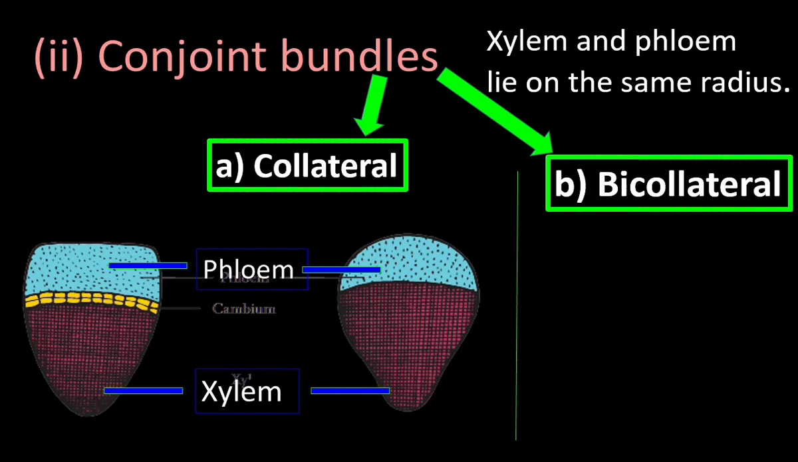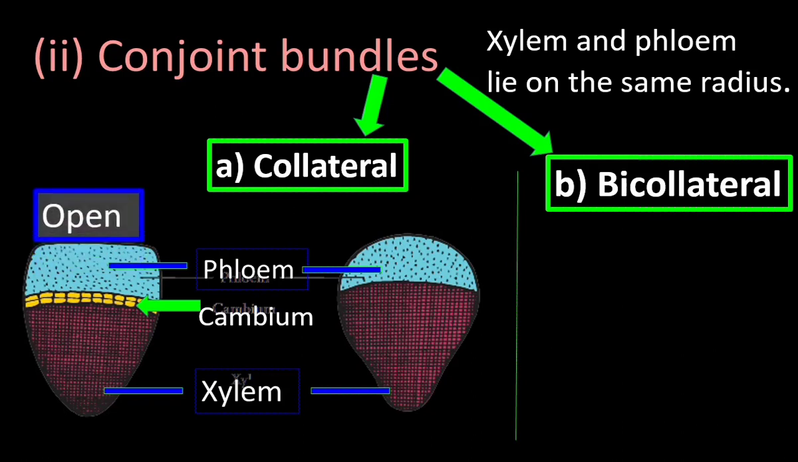If there is cambium in between xylem and phloem, that bundle is called open vascular bundle. If there is no cambium in between phloem and xylem, the vascular bundle is called closed. If cambium is present between xylem and phloem, the vascular bundle is called open vascular bundle. Now let us see the diagram for the bicollateral vascular bundle.